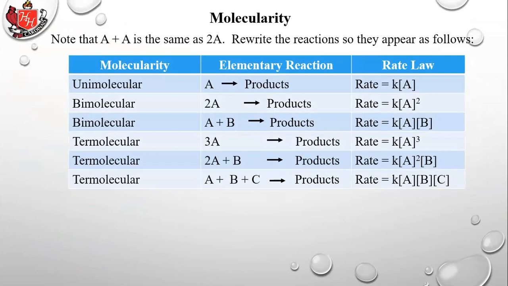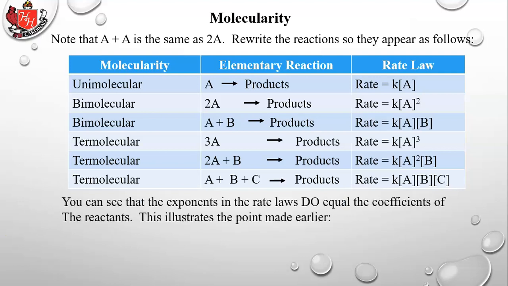So here we see that concept again. Note that A plus A is the same as 2A, so we rewrite the reactions so they appear as follows. A is rate K, A raised to the first power. 2A is K, A squared. A plus B is K, A, B. 3A is K, A to the third. Coefficient becomes the exponent. 2A plus B becomes K, A squared B. And A plus B plus C equals K, A times B times C.